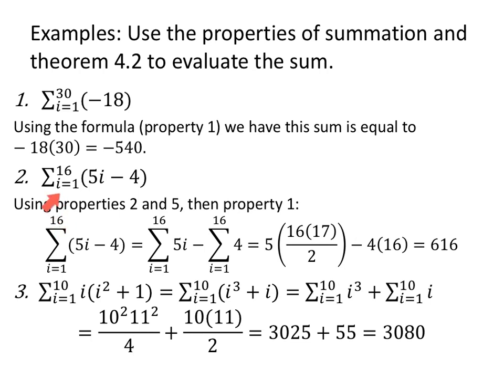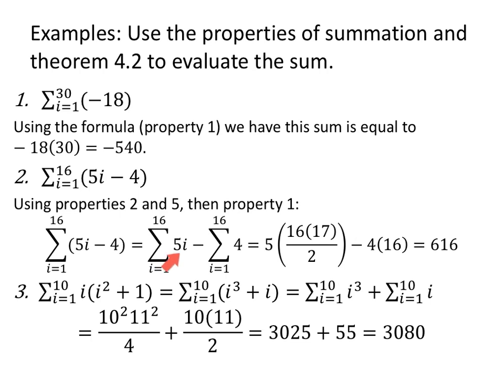So, if I want to add the summation i equals 1 to 16 of 5i minus 4, I'm going to use property 2 with the i, and property 5 with the constant, and property 6 by separating the subtraction, along with property 1. Oh my goodness, I'm using a lot of properties here. So what I'm going to do is look at 5i minus 4 as really the sum of 5i minus the sum of 4.